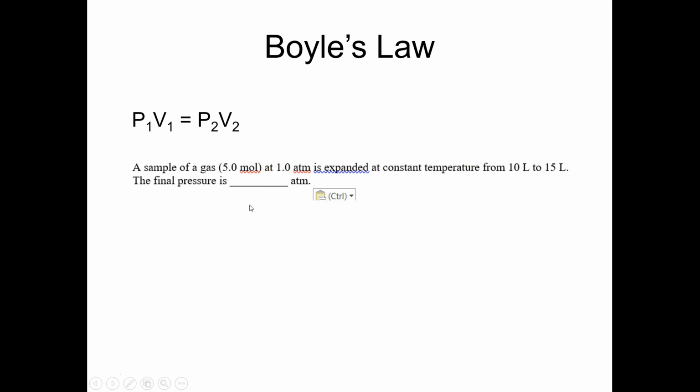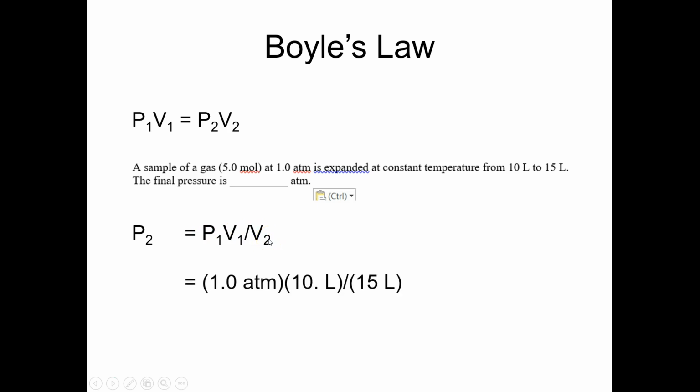And so I'm simply going to take that formula and solve it for P2, which ends up being P1 V1 divided by V2. Substitute in the values they gave me. P1 is 1 atmosphere. V1 is 10 liters. V2 is equal to 15 liters. And I get the answer of 0.67 atmospheres.